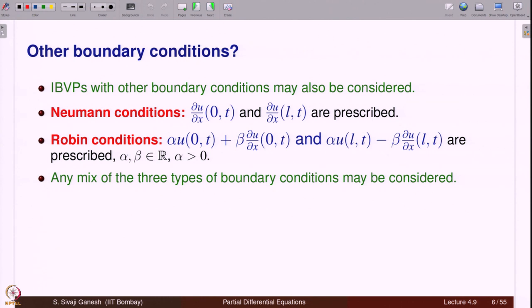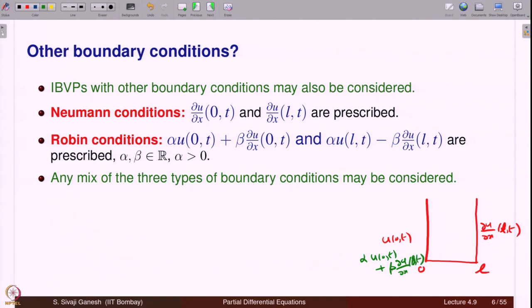In other words, what we are saying is, this is the domain that we are considering. This is 0, this is L. Here we may have u(0,t) and here we may have ∂u/∂x(L,t); we may prescribe this. We may also prescribe something like alpha u(0,t) plus beta ∂u/∂x at one end, and at the other end, for example, u(L,t). So, any mix of conditions is also possible to study.